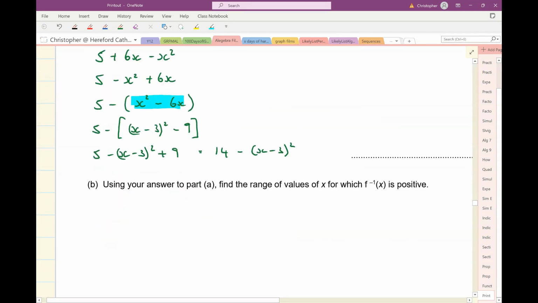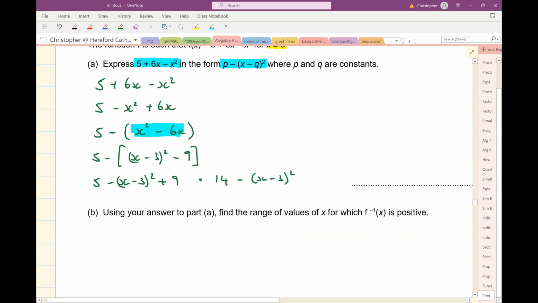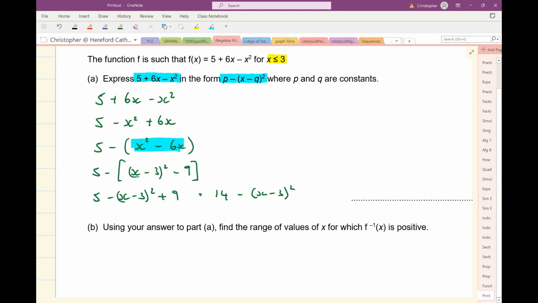Okay, 11b. Using your answer to part A, find the range of values for which the inverse function is positive. So first of all, I guess I'm going to need to find the inverse function. Well, this is the function f of x here.